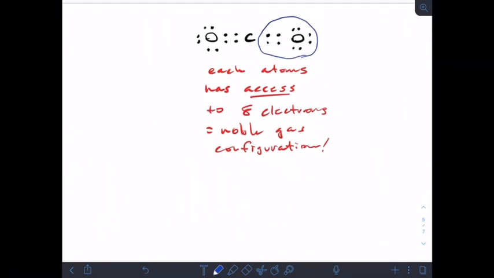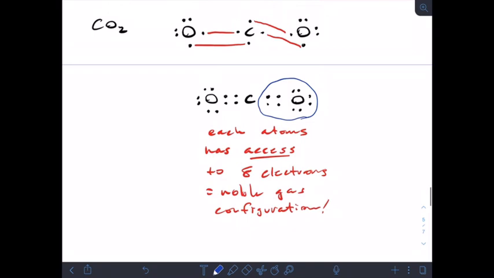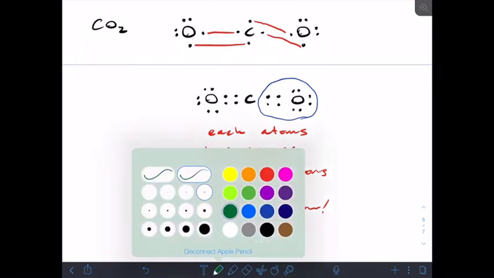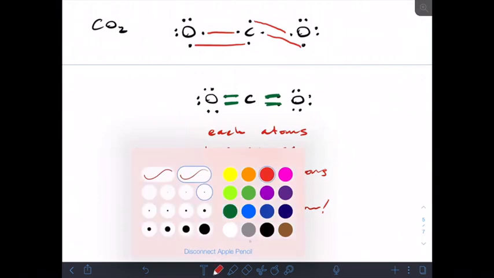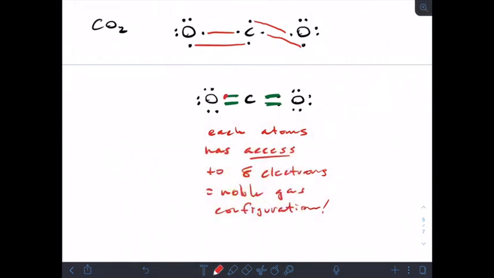So what we're going to do here with these drawings is represent these with lines. When I have a pair of electrons, I'm going to represent it with a solid line. And with that solid line, I can still imagine that there's an electron on the ends of each of those lines. So each line represents 2 electrons.